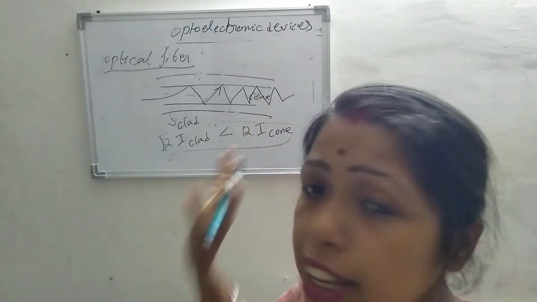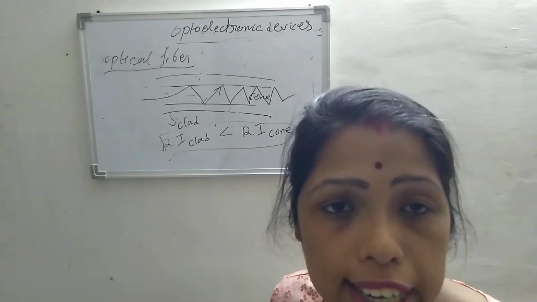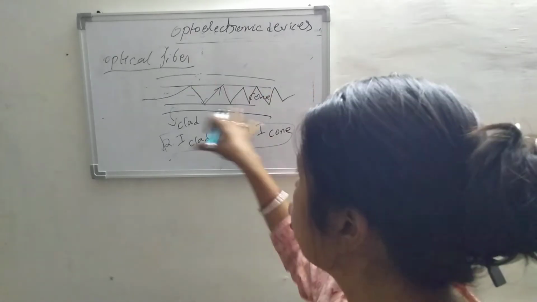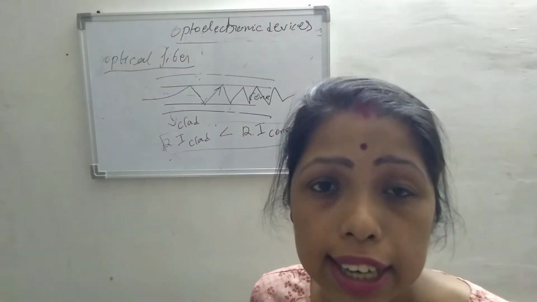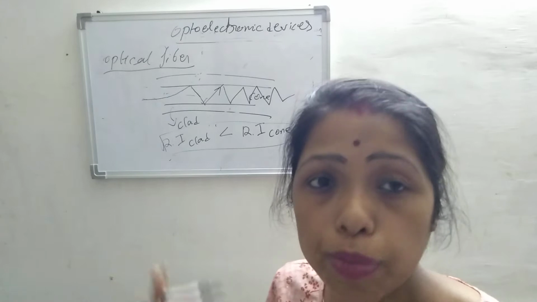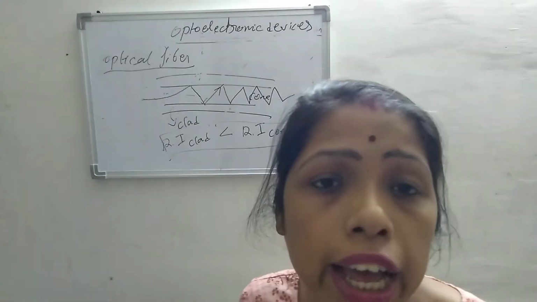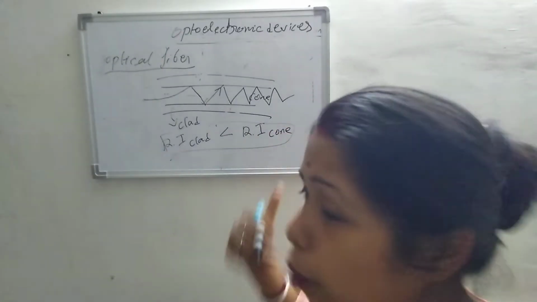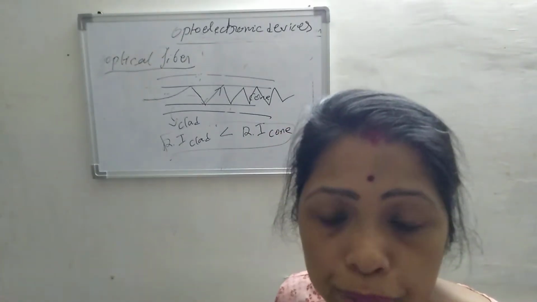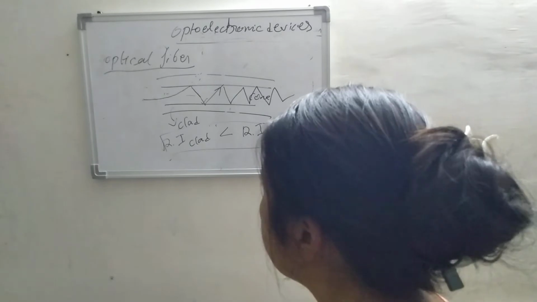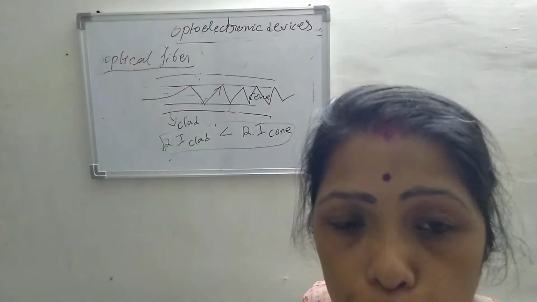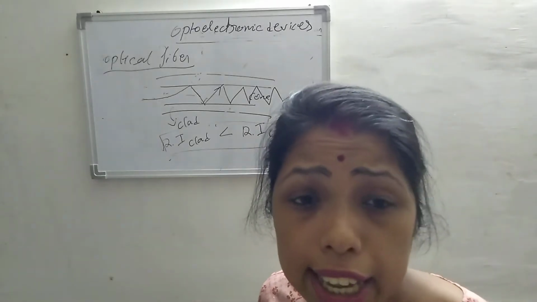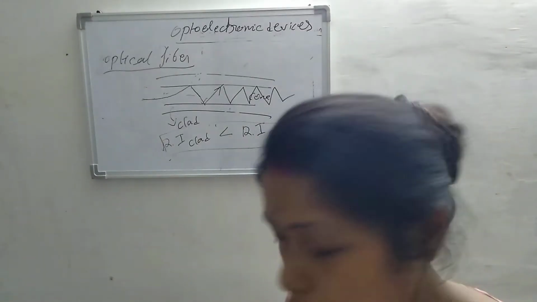This phenomenon is called total internal reflection. In this way, light propagates through the optical fiber by total internal reflection, and it is received by the photodetector. So this is the principle of the optical fiber. The entire thing is related to the refractive index and total internal reflection.